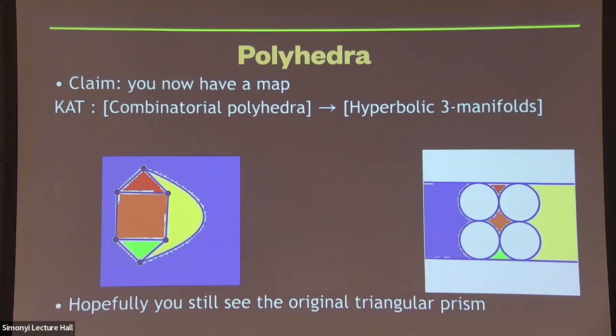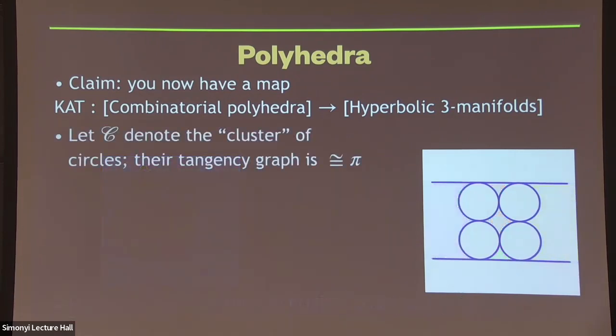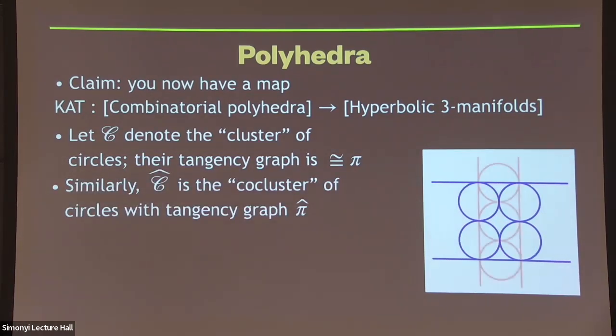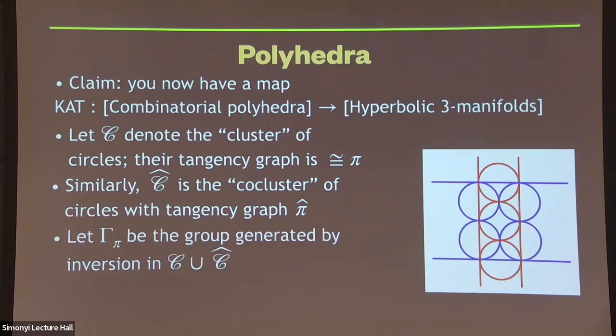So that's really what I'm after, this kind of geometrization of combinatorial data to what we can think of as circles and lines. But it's not enough to have just the cluster of circles whose tangency graph is isomorphic to the original tangency graph. We also simultaneously want the co-cluster of circles with the dual tangency graph. And once you have both of these together, here's how you make a three-manifold.